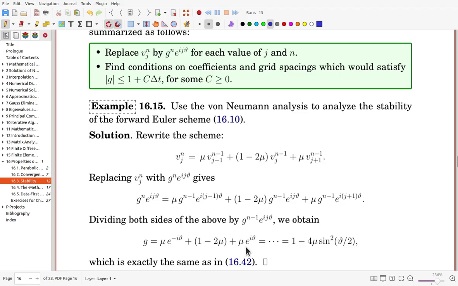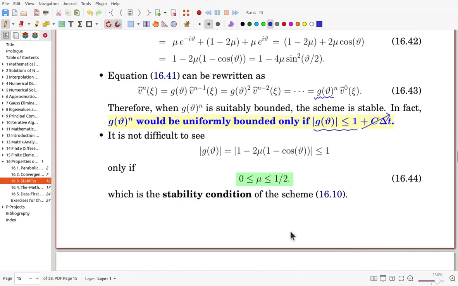Again, we are using the Euler formula. e to the i theta is cosine theta plus i sine theta, and e to the minus i theta is cosine theta minus i sine theta. Along with this identity, we can simplify g as this one. But this one is exactly the same result as in this equation. So again, we can get the same conclusion.